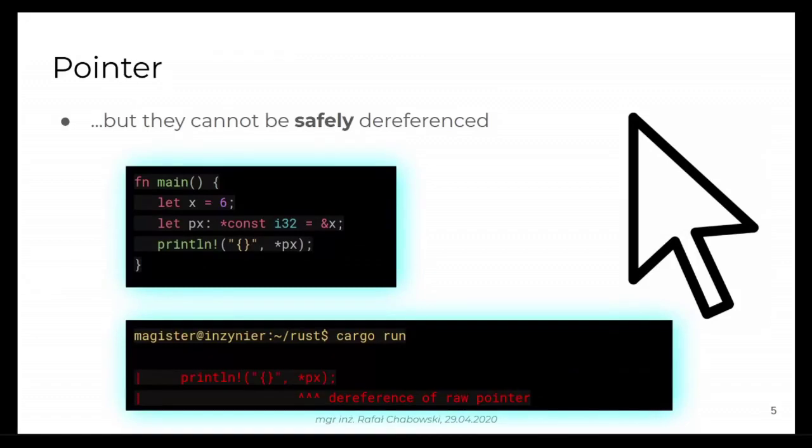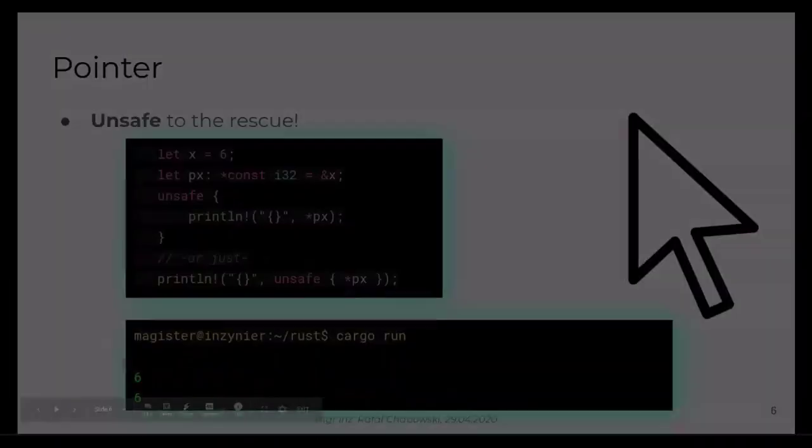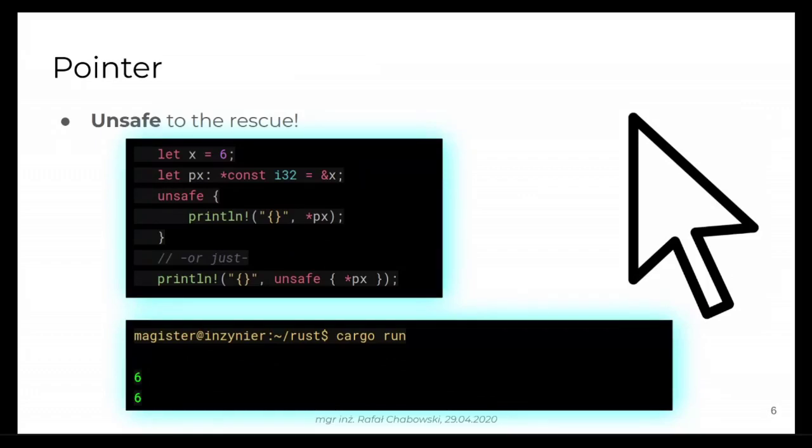Raw pointers in Rust cannot be safely dereferenced. If you try to read the value that is stored behind this pointer, you cannot do it, because Rust simply doesn't have any way to assure that the location is correct, that the memory exists, and that the process has access to it. So your code is going to be rejected with the dereference of raw pointer error. But you can help yourself with unsafe.